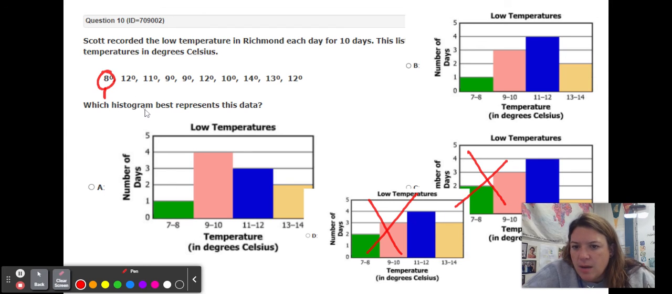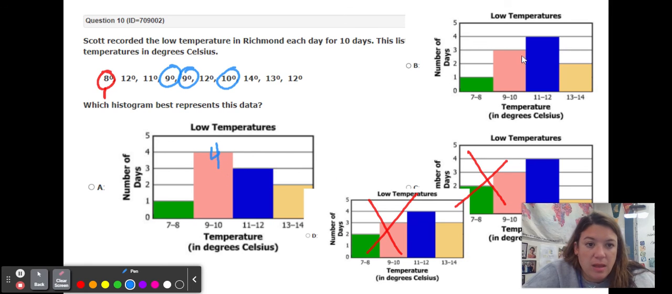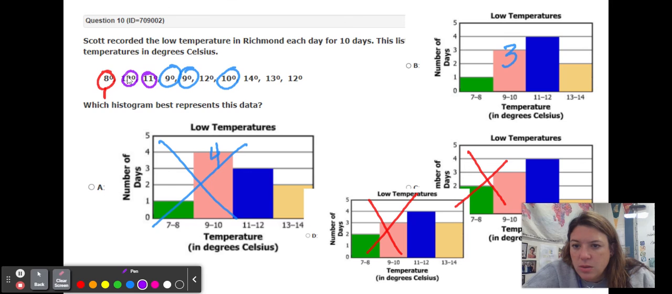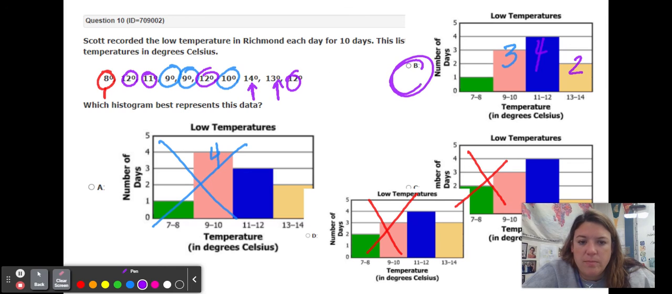C. All right. So 9 to 10 should have 1, 2, 3. So that has 4. So I think this one is going to be the winner. Let's see the other intervals. 11 to 12 should have 4. 1, 2, 3, 4. Yep. And 13 to 14 should have 2. 1, 2. Yep. B.